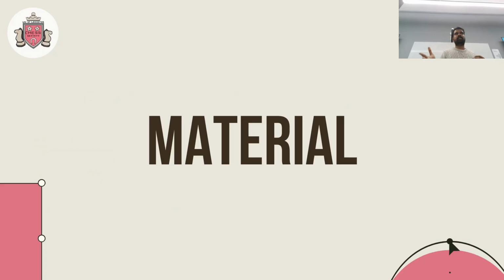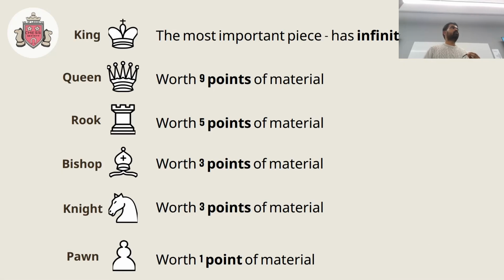First of all is material. What does material actually mean? Material is basically all the pieces on the board. Whoever has more pieces on the board is doing better; they have the advantage. I mentioned before that I was going to show you this. The king is the most important piece because he has infinite value. If the king gets taken, you lose the game.